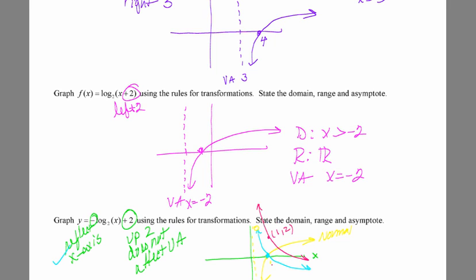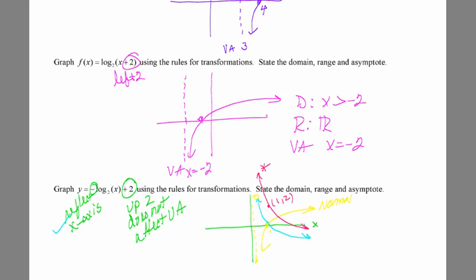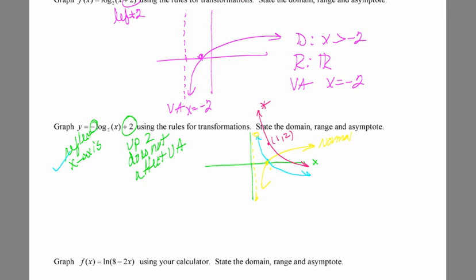This point was at 1, 0. If I shift it up 2, it's at 1, 2. It's this blue graph shifted up 2 units. Final graph would be this pink one there at the end. So we can use some transformations to graph those.